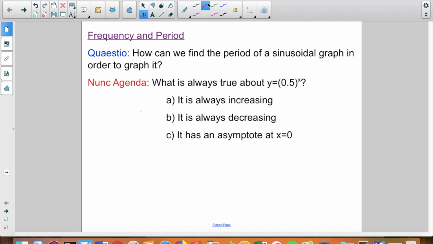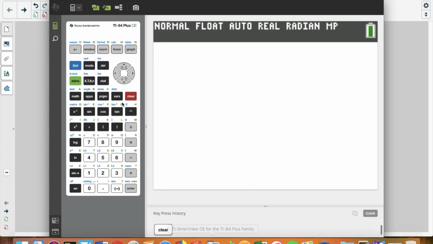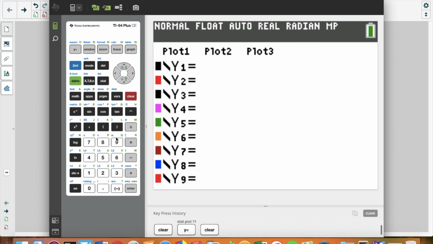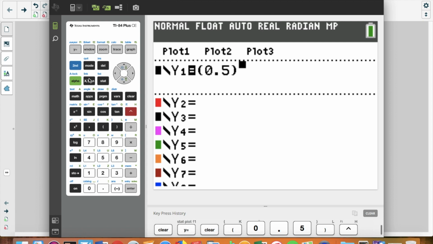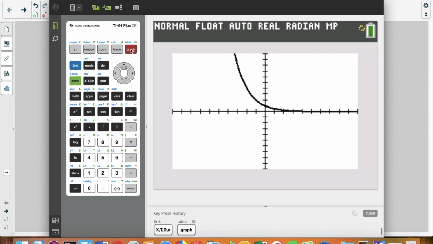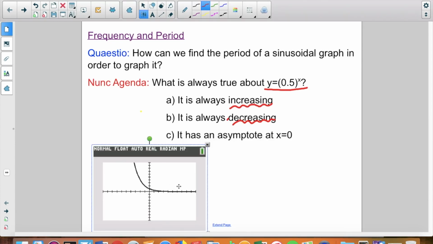So, the do now says, what is always true about y equals 0.5 raised to the x power? Notice it says things like it is always increasing, it is decreasing. So let's figure out what this graph even looks like. Go to the calculator, y equals, and we type it in, 0.5 raised to the x. Let's look at the graph. Now, I'm going to see if I can drag this onto the screen.